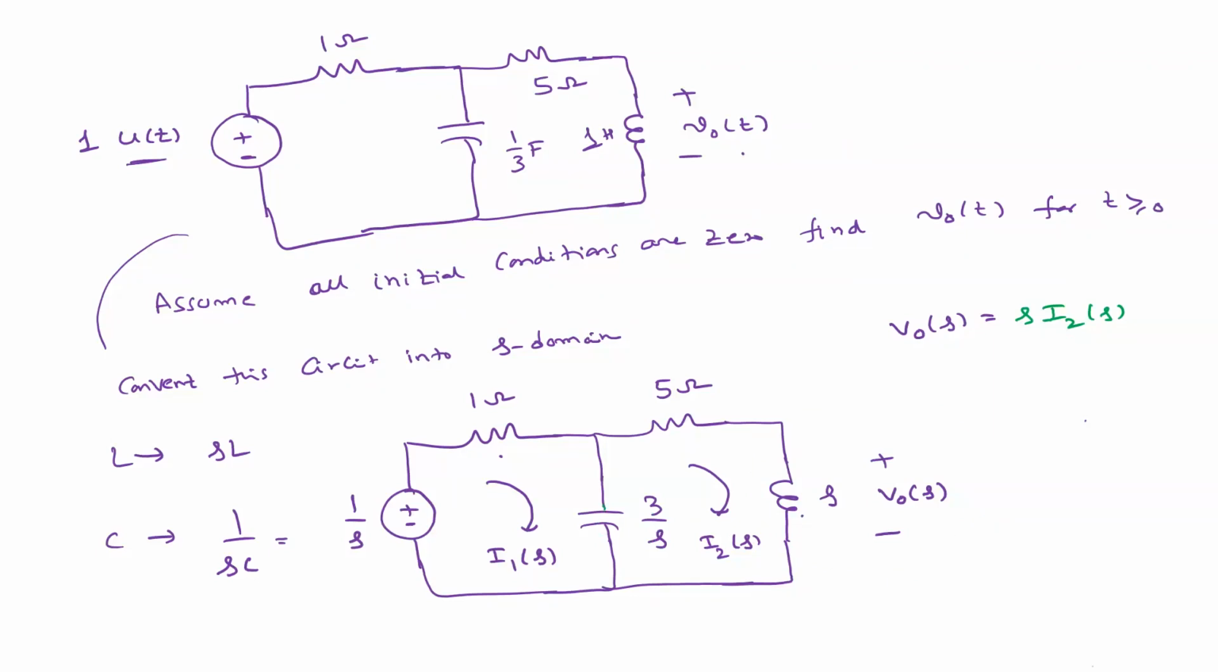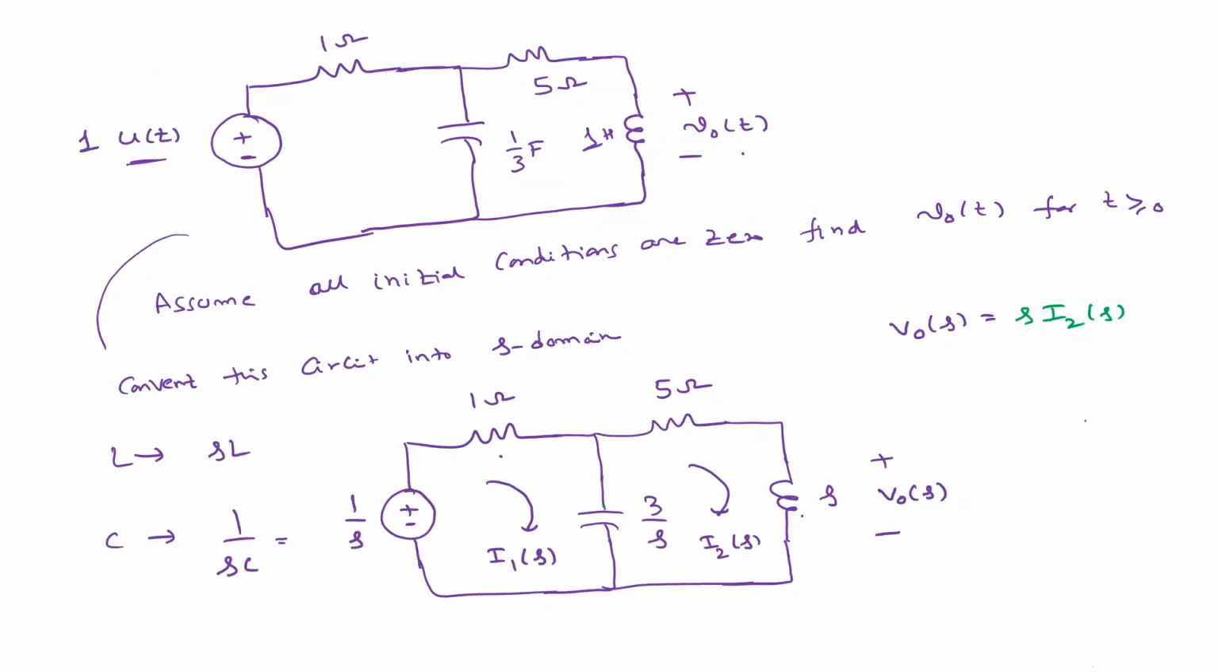So what we have to do is use KVL to find the I1 and I2 values, and from that you can obtain the solution. If you apply KVL in this first loop, loop 1, what will you get?